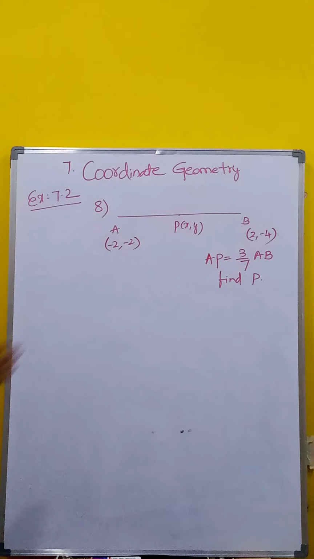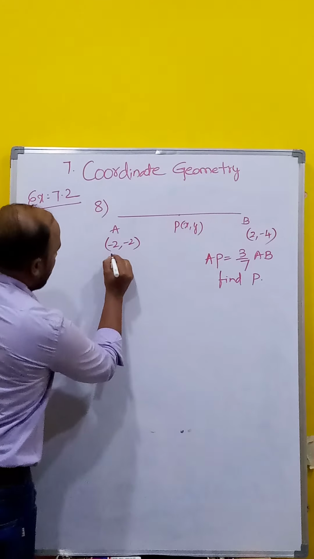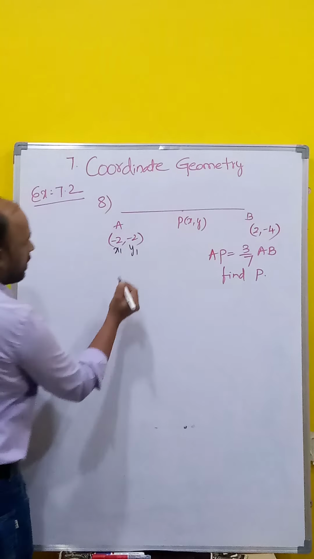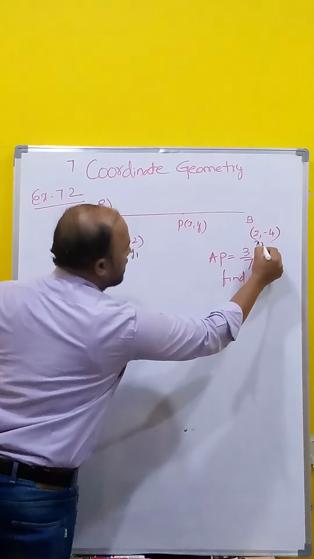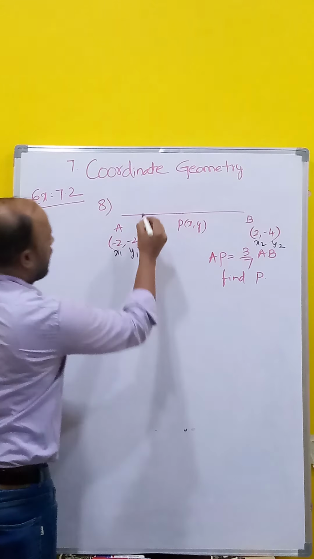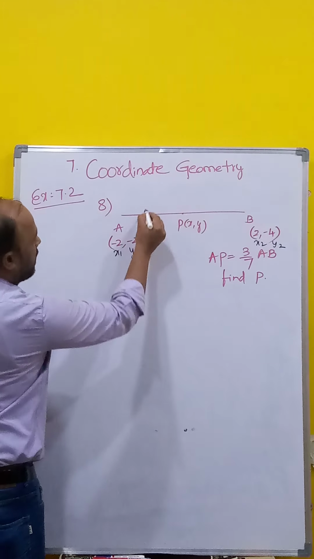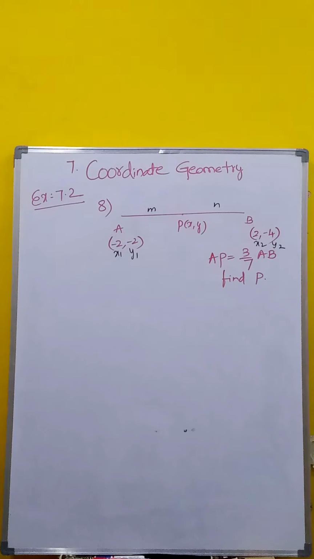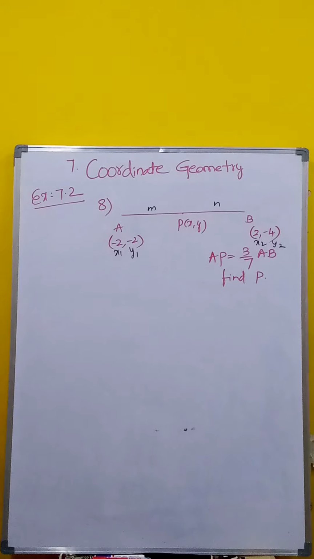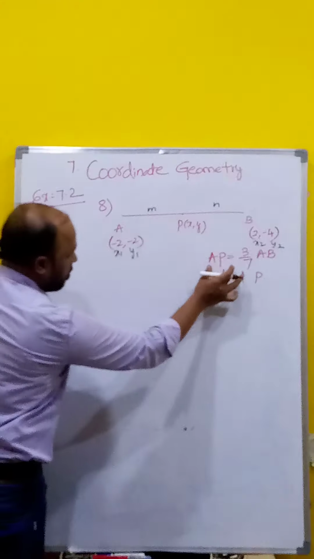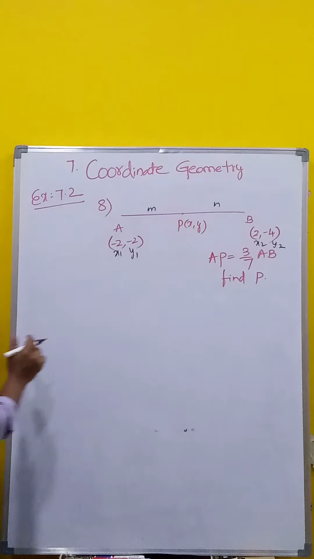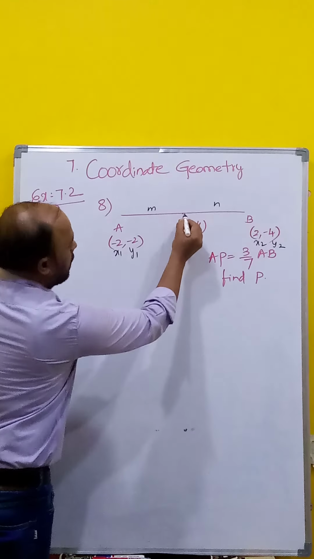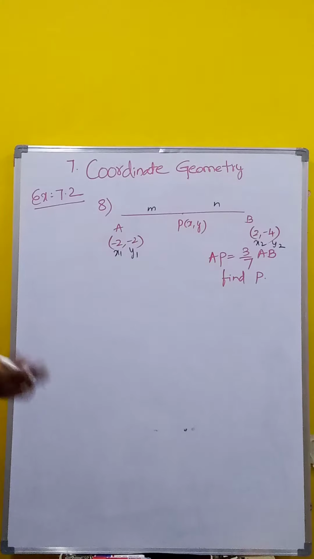In this, we know x1, y1 and x2, y2. And P lies on AB, then the ratio we don't know. We have to find the m:n value first, then we can find the coordinates of P. Using the condition, we have to find the m:n values, the ratio of AP by PB. Then we will get it.